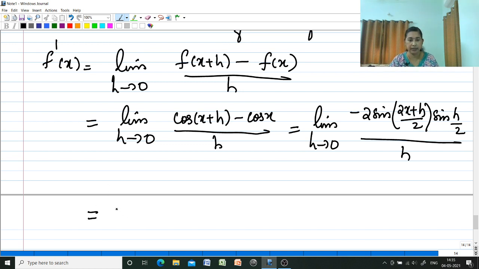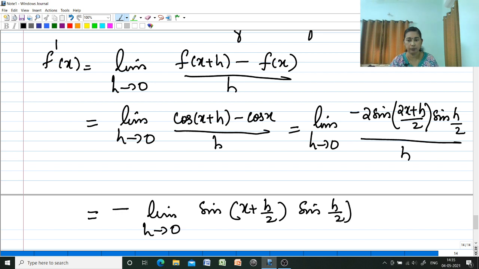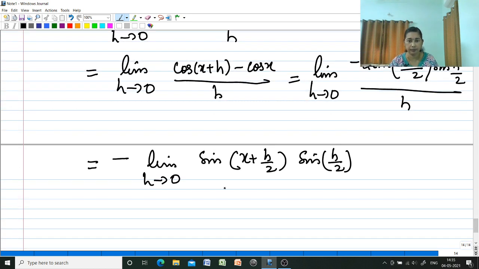So this minus sign can be taken out, limit h tends to 0, sine of (2x plus h) by 2, means it is x plus h by 2, into sine h by 2 divided by h. This 2 also I am taking to the denominator, but if you are writing it here also, no problem. Now if you are taking the limit, the limit h tends to 0, sine h by 2 by h by 2 is 1.